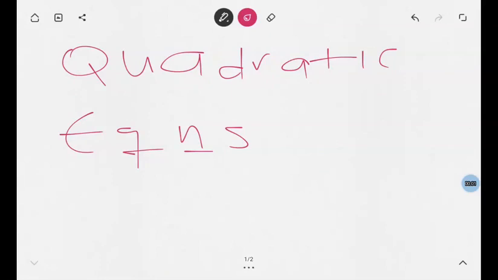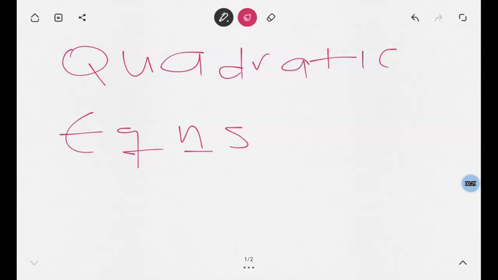Alright, welcome to another edition of our mathematical problem. Today what we are going to look at is quadratic equations. With the quadratic equation, we have different types of methods we use in solving quadratic equations. We have the factorization method, the method of completing the square, and the formula method.